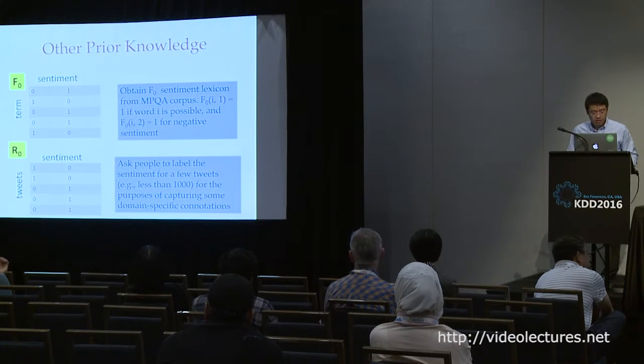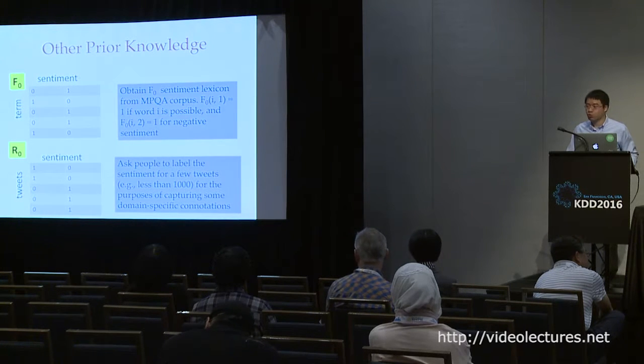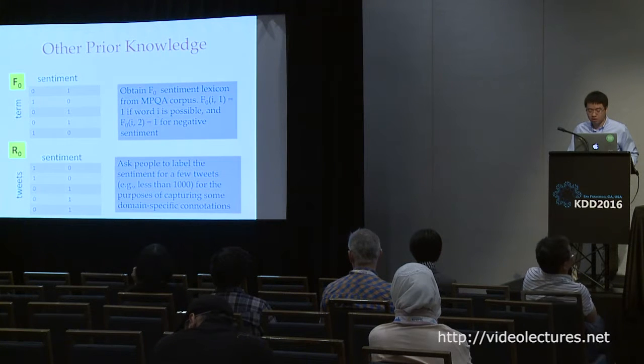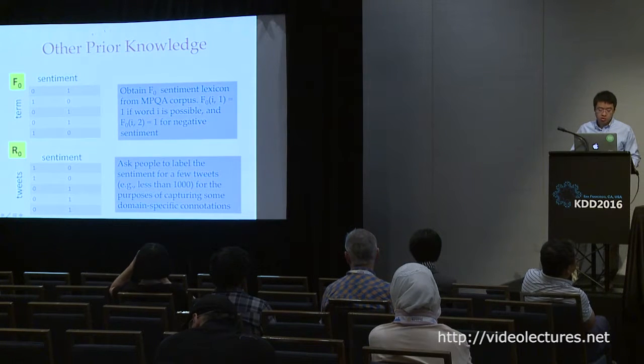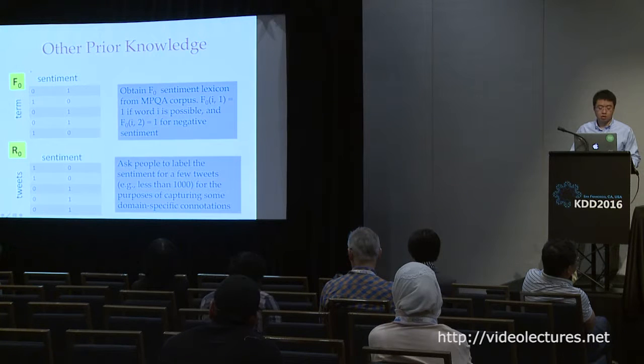And on the other hand, for the other two prior knowledge, F0 and R0, F0 is on the term sentiment, and we obtain the F0 ground truth, or the prior knowledge, from MPQA, which is a standard sentiment lexicon. Each row here again represents a tweet, and each column represents two sentiments, positive and negative. So if this term in MPQA is positive, then we make it 1, 0. Or if this term is labeled as negative, we make it 0, 1, and so on.